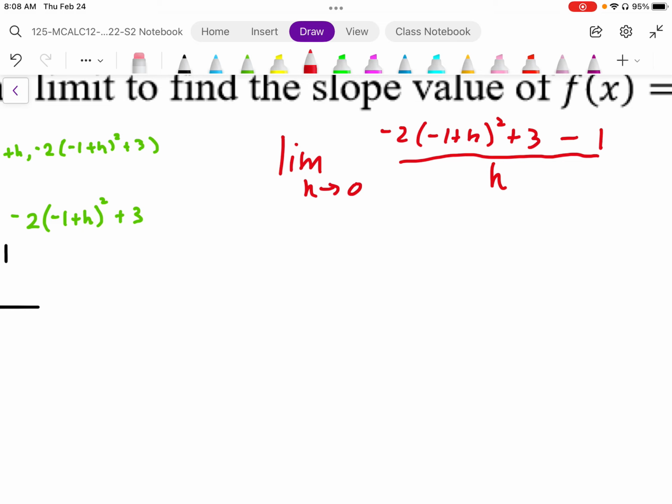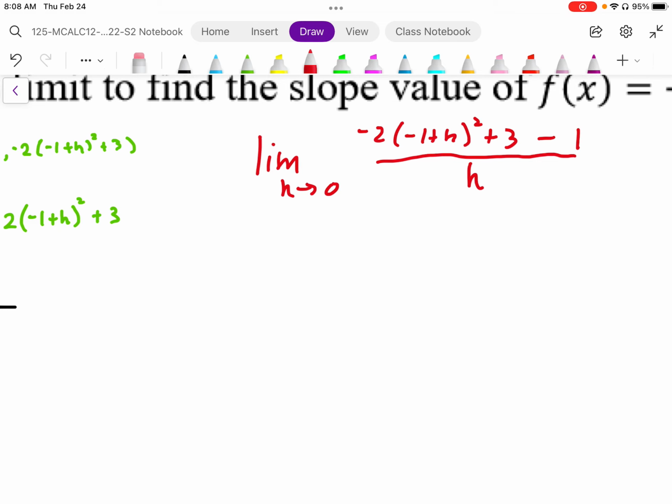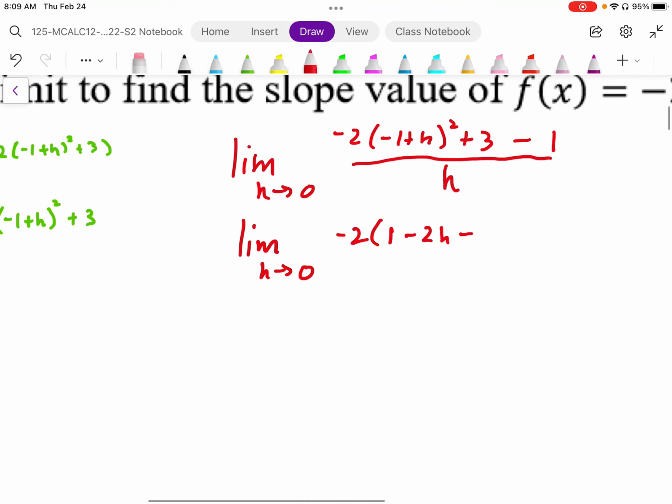So if I plug this in, I'm going to get 0 over 0, so I have to do some algebra to get rid of the 0 over 0. So I'm going to expand out these brackets. I'm going to end up with negative 2 times 1 minus 2h plus h squared, plus 3 minus 1, which I'm just going to write as plus 2. And that's going to be all over h.